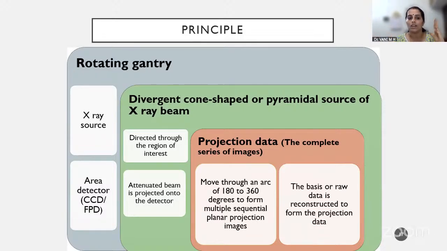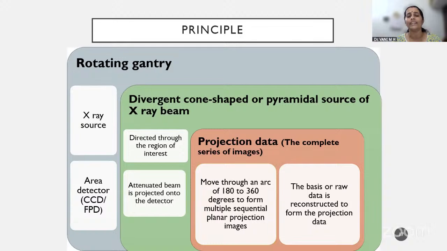The next point is the X-ray source, obviously on both sides it is there. Whenever the CBCT question comes, imagine your OPG machine, which you are quite familiar with. In many of your institutions, a CBCT machine also would be available, but still it's very easy to understand the principle by imagining the OPG machine. So one side you have the X-ray source, the other side you have the detector. Here it is an area detector in CBCT, whereas in CT it is a linear or line detector. Now the X-ray beam, a divergent cone-shaped or pyramidal beam, is passed through the area of interest, and the attenuated beam is projected onto the detector.